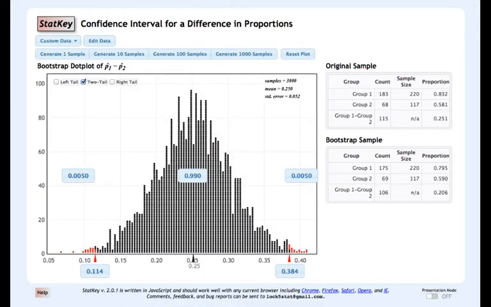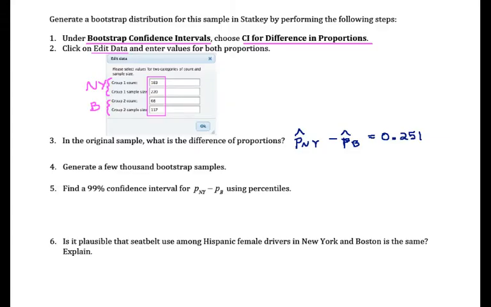I shouldn't have actually clicked on that. I was just trying to call attention to it. 0.114 up to 0.384 in my case. So this is plausible values for the parameter expression p sub ny minus p sub b.